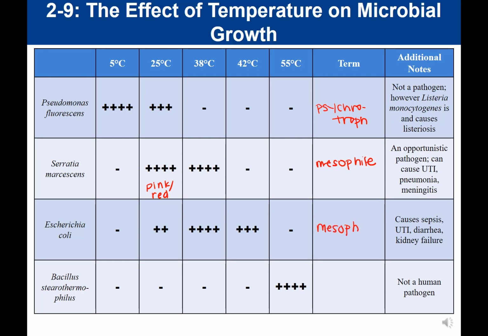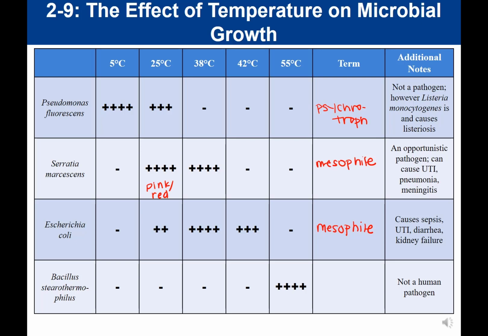It grows best at moderate temperatures. It doesn't grow at 55, right? 55 is too high. Does not grow at 5. 5 is too low, so refrigeration temperature, not going to grow, but around human body temperature.